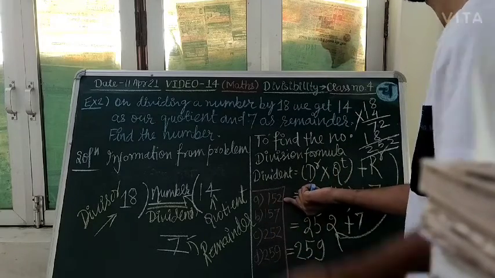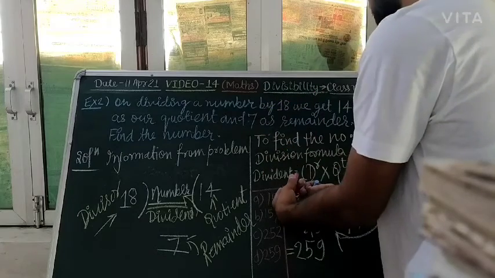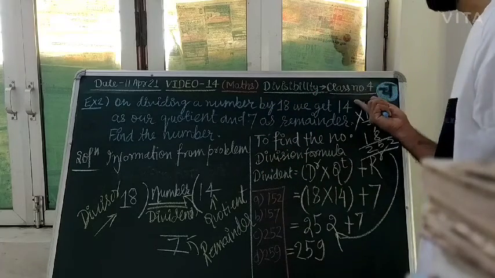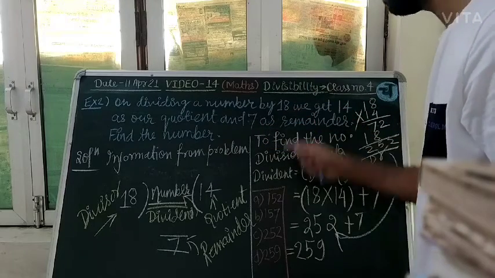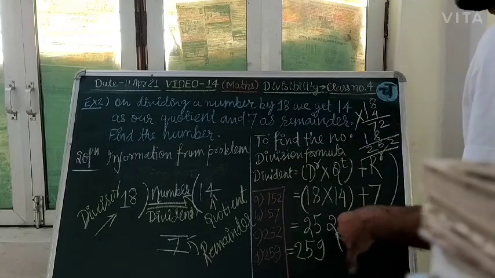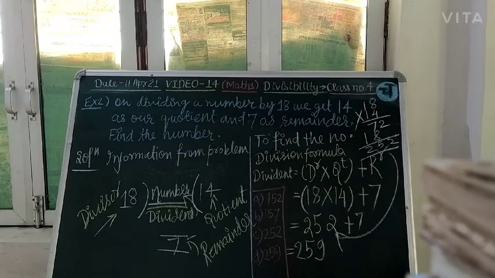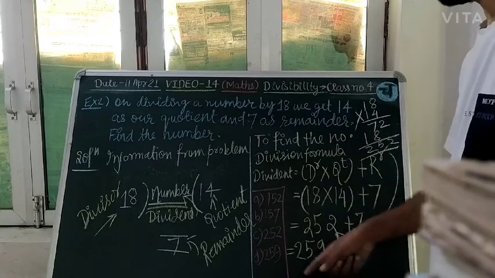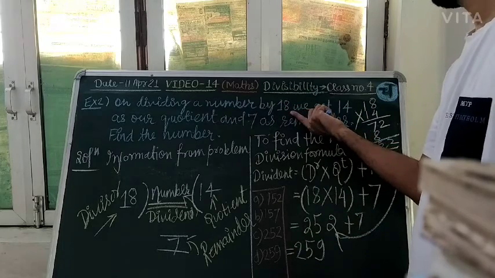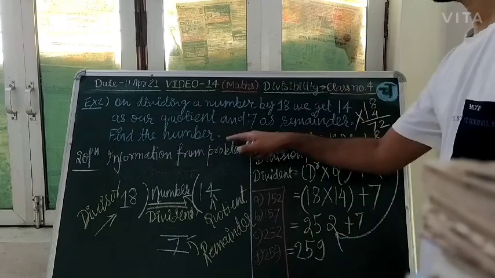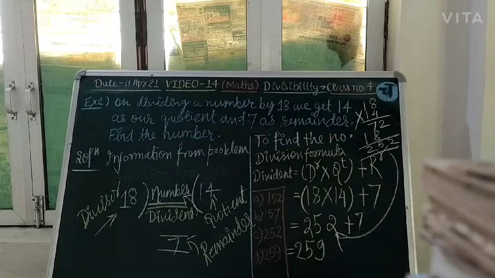We'll select the first one. We'll divide by 18 and check whether 14 is our quotient and 7 is remainder. So like this you will select and go through the options directly, and there you will find that 259 is the number which, divided by 18, gives 14 as your quotient and 7 as your remainder. But it is only in the Sainik school.